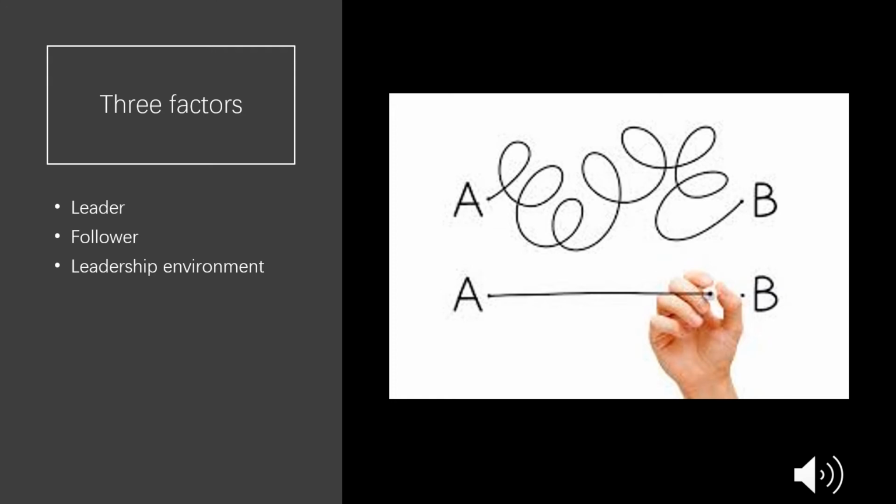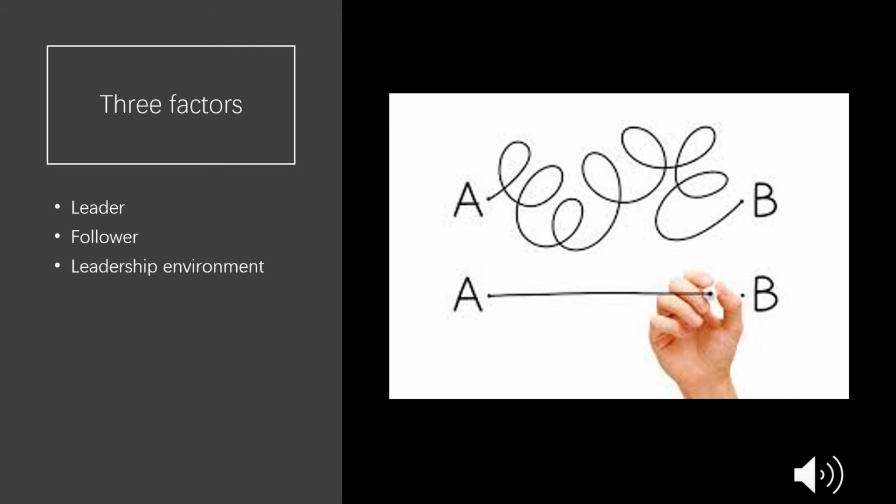The leader is the subject of the leadership behavior. The background, knowledge, experience, ability, personality, values, and opinions of the leader will affect the determination of the organization's goals, the choice of leader behavior, and the efficiency of the leadership behavior. Therefore, leaders are an important factor in determining the effectiveness of leadership behavior.